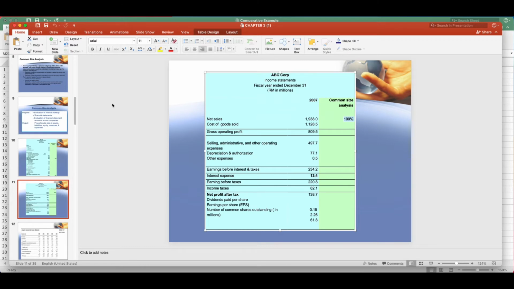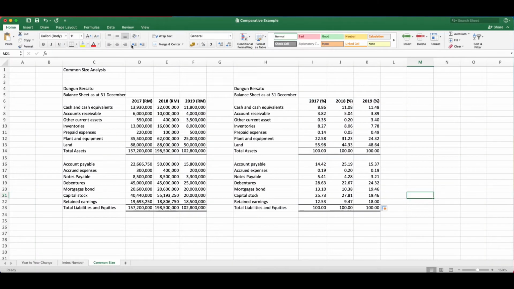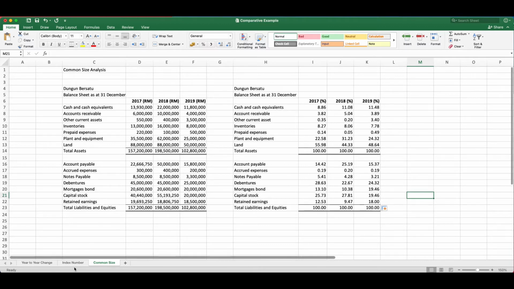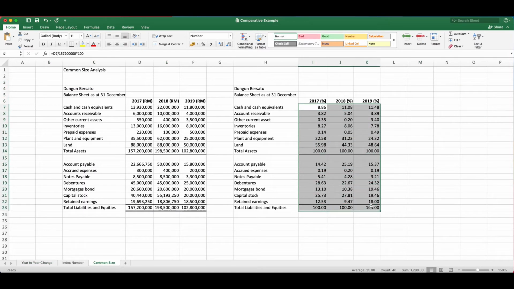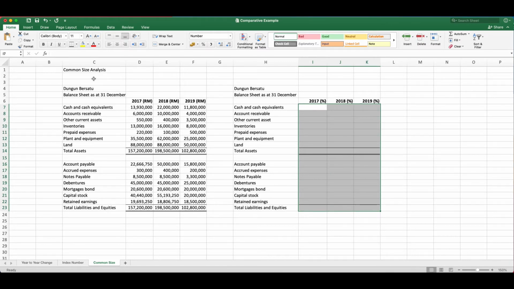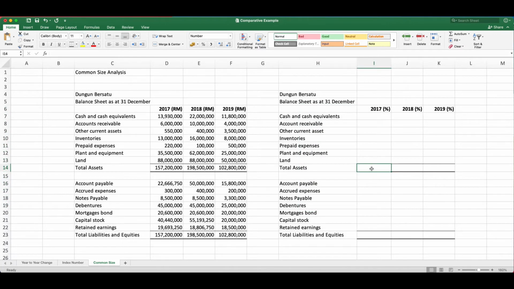Alright, so I'm going to show you the example of how to do it in Excel. We are going to use the same example as the previous analyses, year-to-year change and index number analysis, that we have done before. Let me clear these things first. So this is a common size for the balance sheet. We are using the Dungun Bersatu balance sheet. First we make total assets and the total liabilities and equities 100. So we just key in 100 for all the years, and the same goes for the total liabilities and equities.